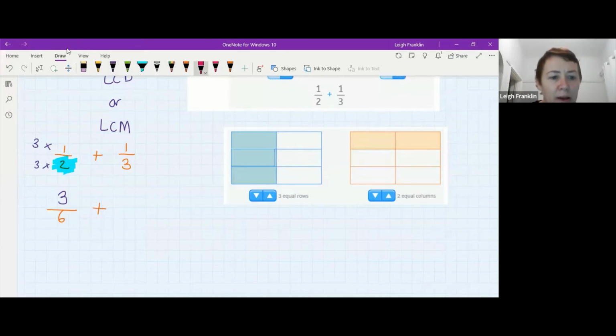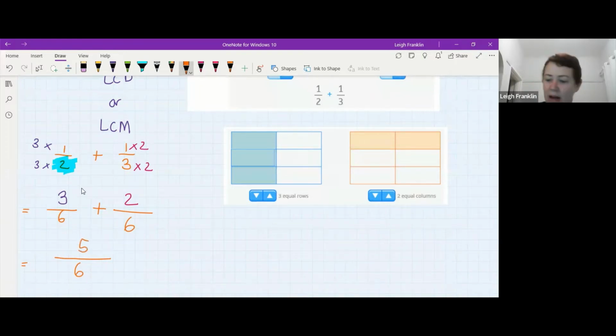Then I'm going to do exactly the same on this side. I'm going to make the 3 into the 6 by timesing it by 2. And what I do to my denominator, I've got to do to my numerator as well. That's going to give me 2 out of 6. Now that my denominators are the same, I'm going to keep my denominator and add my numerators together. So 3 plus 2 gives me 5 out of 6.